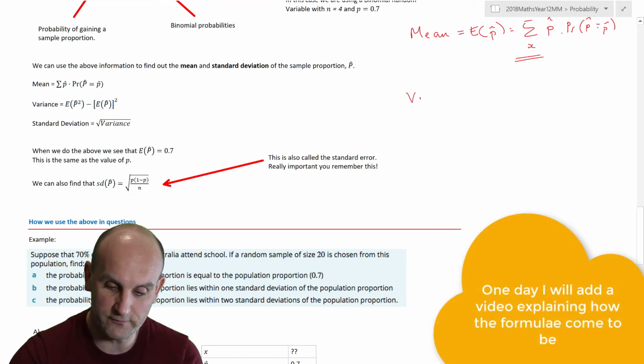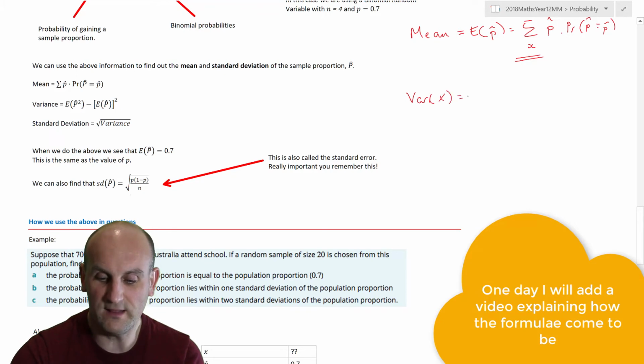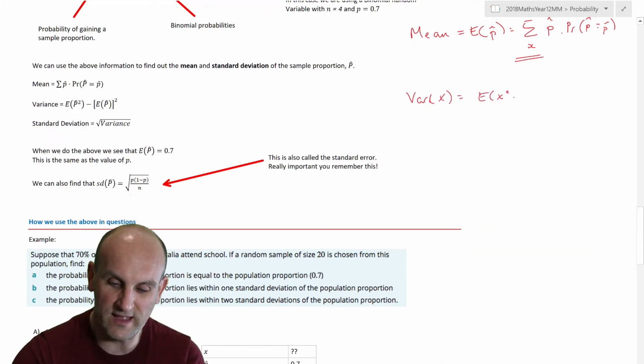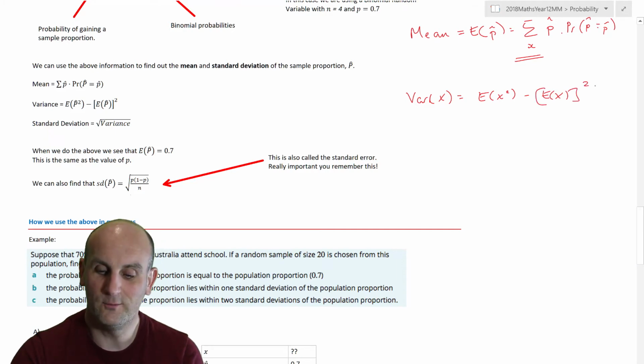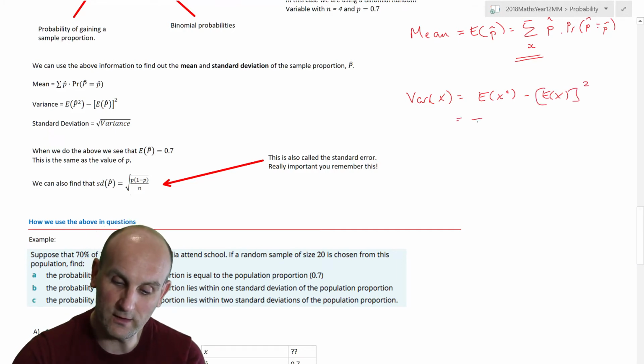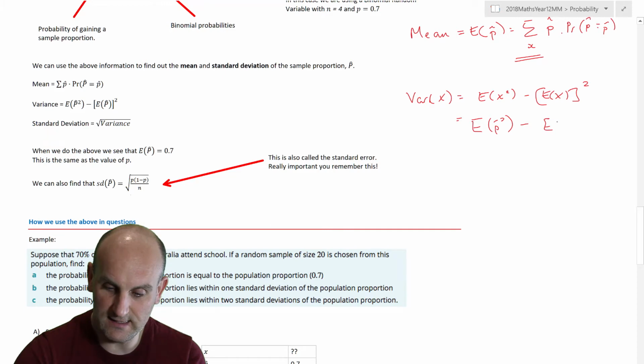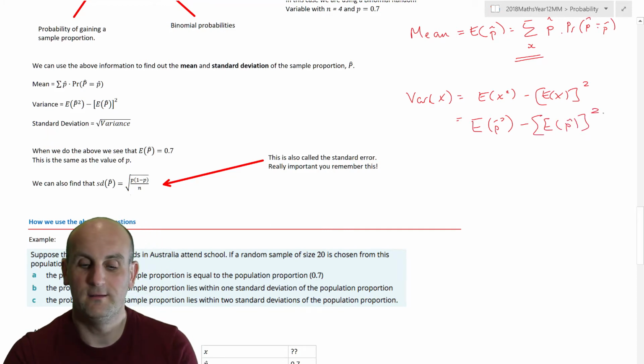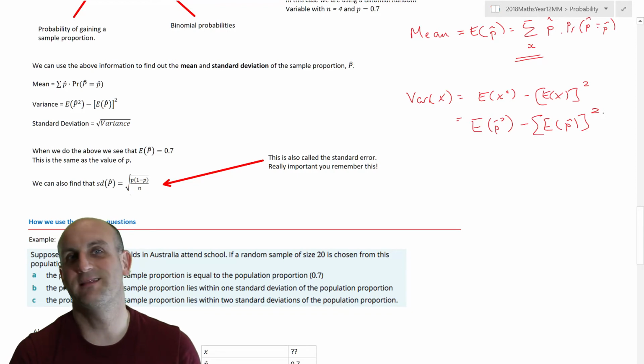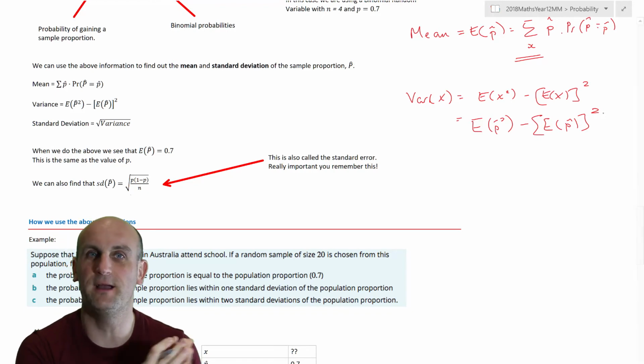So, our variance. If you remember, when we had the variance of x before, we had the E of x squared minus the E of x all squared. Well, the same thing works for p hat. We're going to find the E of p hat squared minus the E of p hat all squared. How do we do that? Well, by all means, please go back and watch the previous video.